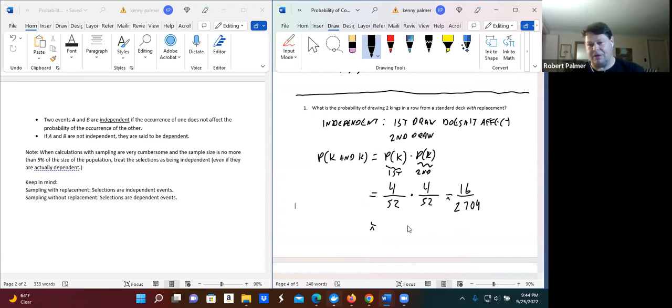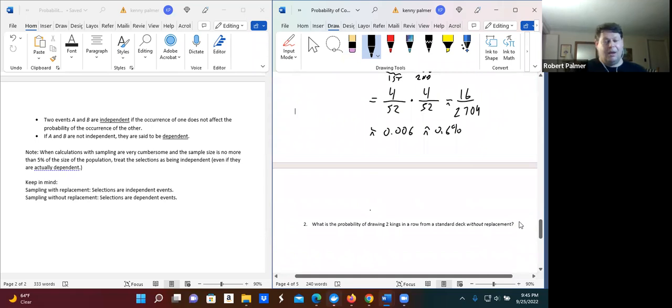Yeah, so this, in fact, is approximately, I'll go to 3 decimal places this time, 0.006, okay? Or about 0.6%. Not 6%, but 0.6%. Because remember, to change from decimal to percent, move your decimal places 2 places to the right. So less than 1% chance of that happening.